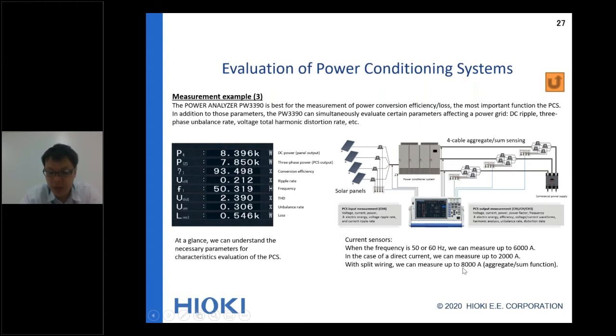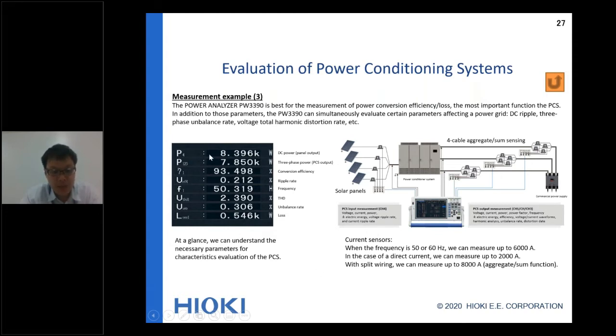And with split winding, like this, in that case you can measure up to 8000 ampere, for DC also. Because, as I told you, we also have a very, very accurate sensor, and you can measure up to 2000 ampere even for DC. Now, I will introduce the clamp sensor, but anyway, totally you can measure up to 8000 ampere.